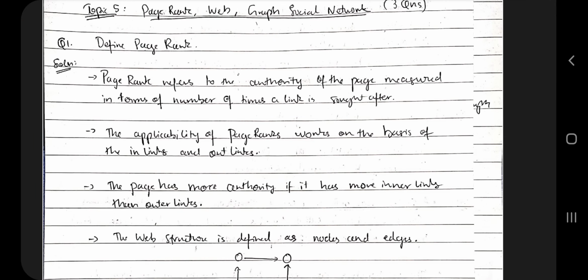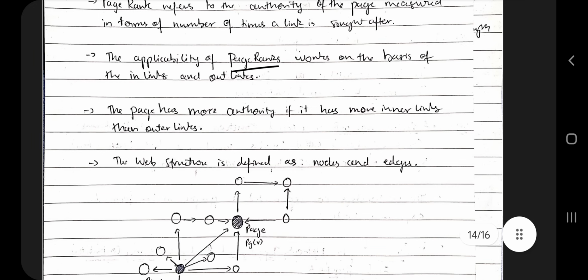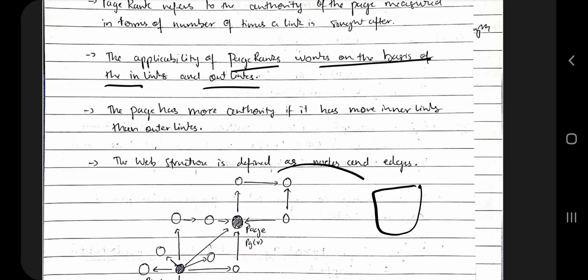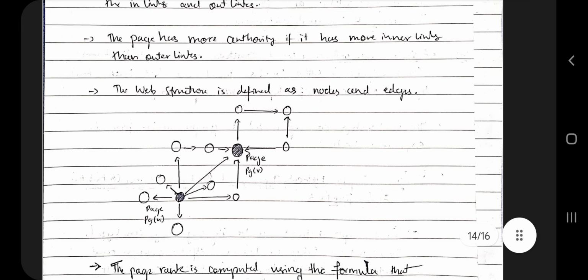I will be going through it. You will get the key point. Page rank refers to the authority of the page measured in terms of number of times a link is sought after. The applicability of the page rank works on the basis of the in links and the out links. What is in link? There is a page here, 3 in links are there and 2 outlinks are there. You got the point, right? The page has more authority if it has more inner links than outer links.